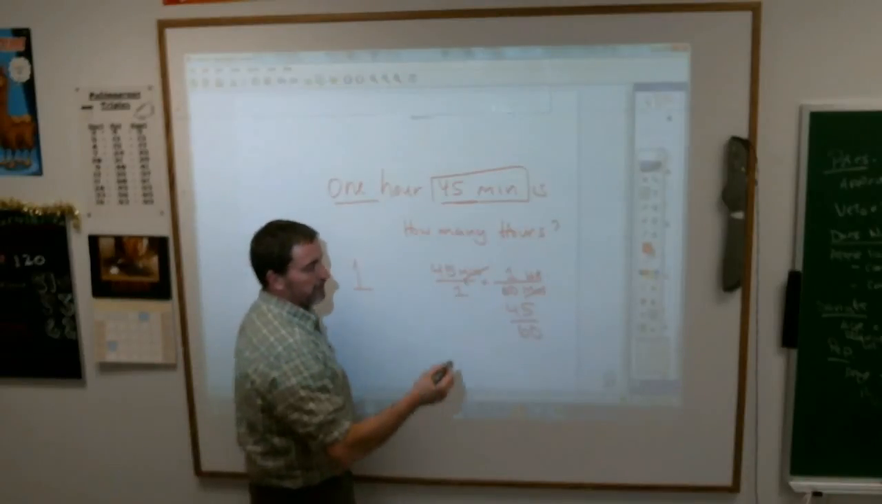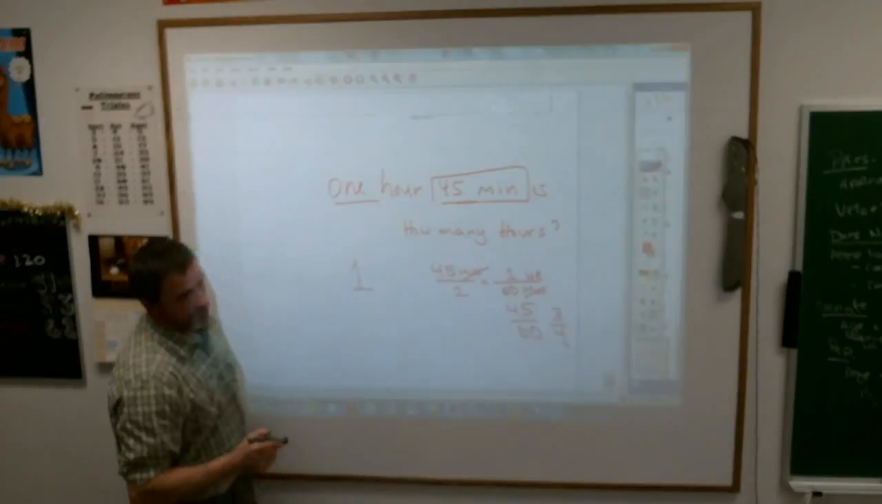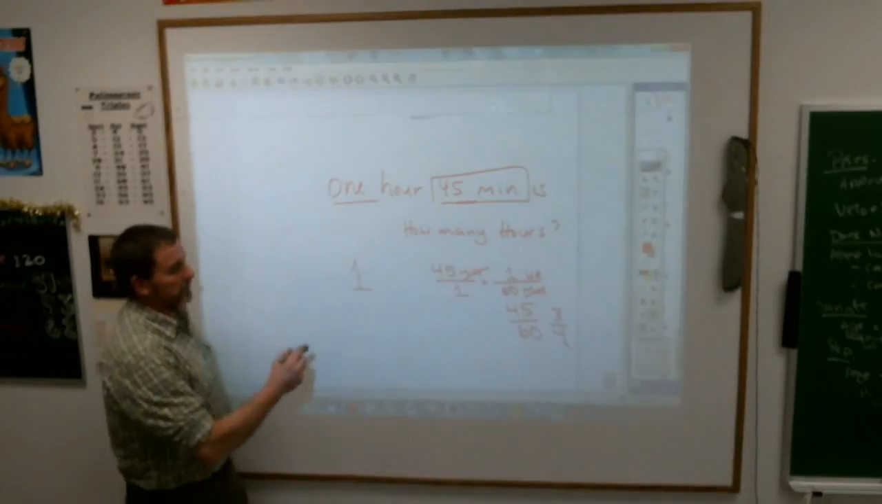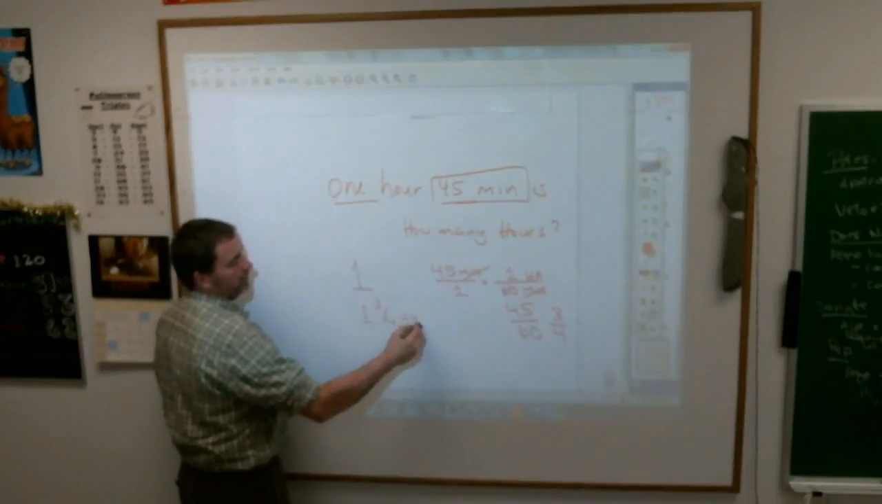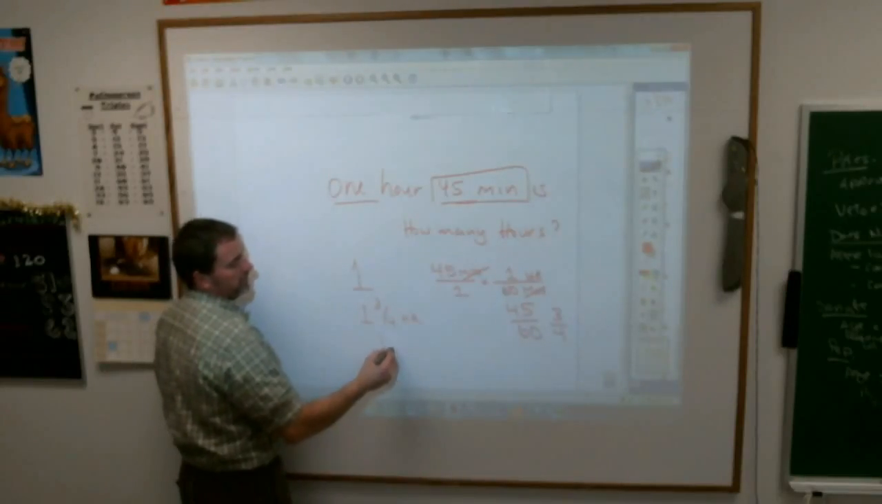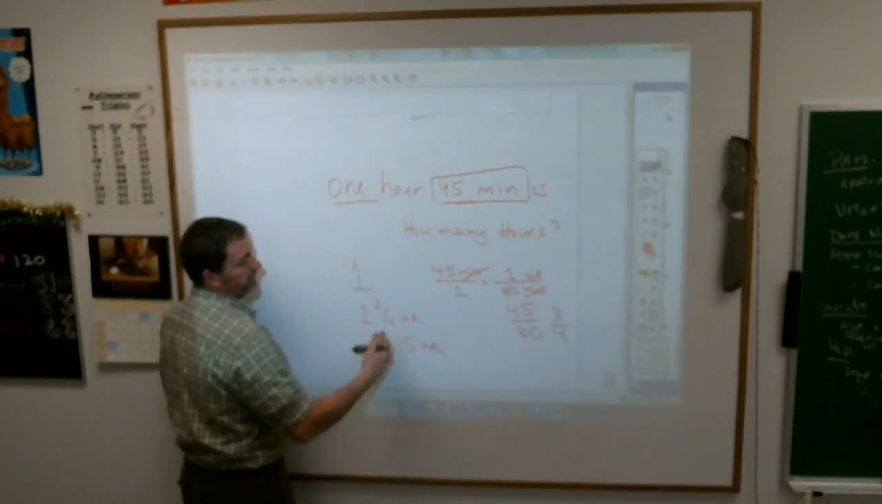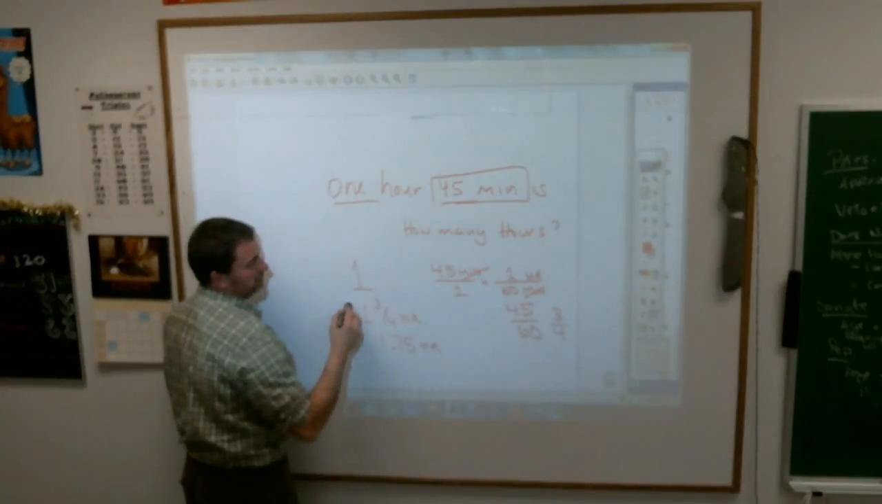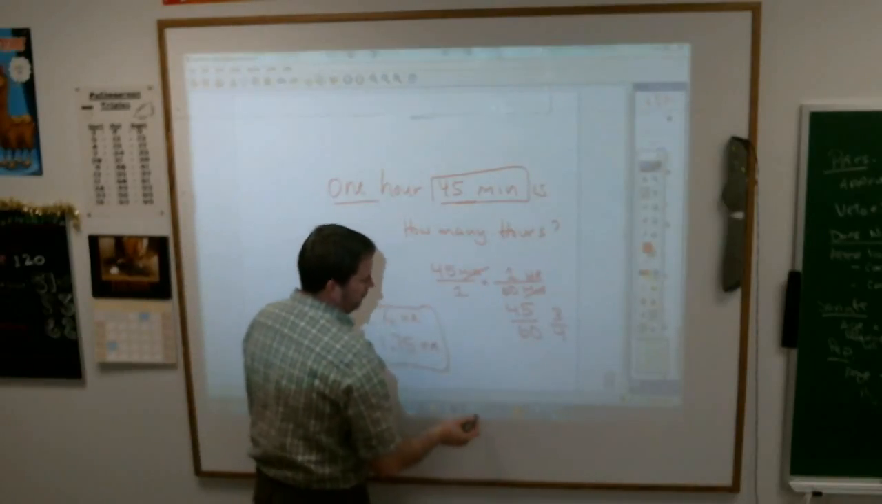Divide by 15, you get 3/4. So your choice is, you could leave it as a fraction and your answer would be 1 3/4 of an hour. Or you could put it in decimal form, which would be 1.75 of an hour. That's what this changed into hours would be. It gets a little goofy, but hey, goofy is as goofy.